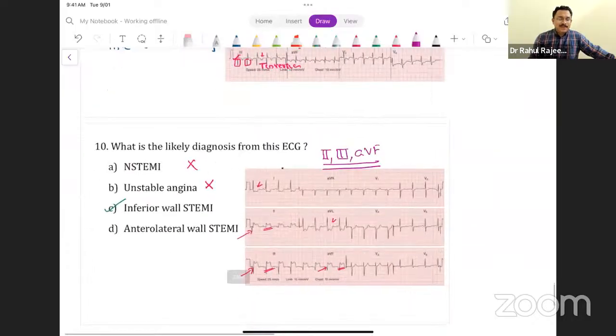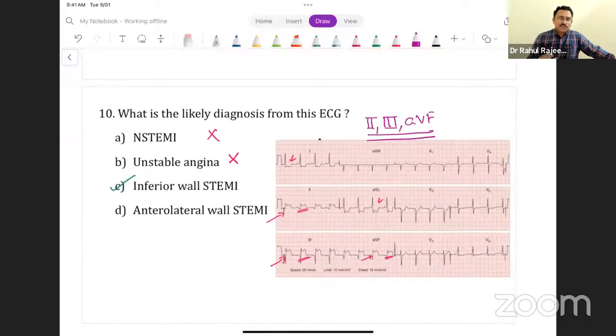I hope that the 10 ECGs which I have shown are pretty clear to all of you. Please go through these ECGs. I have given you the most important ones.